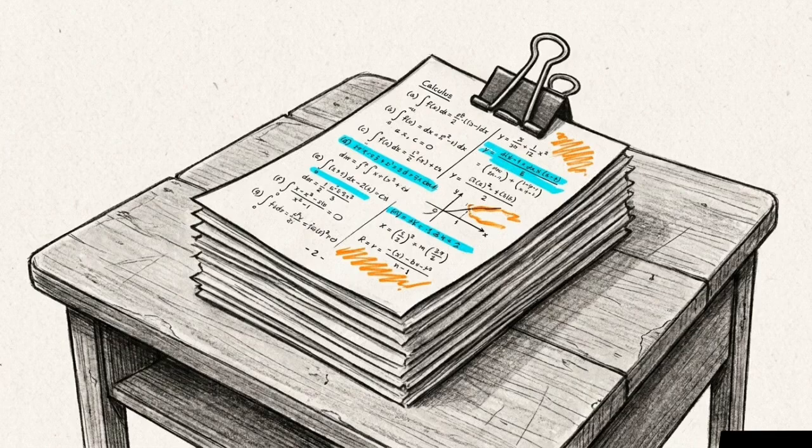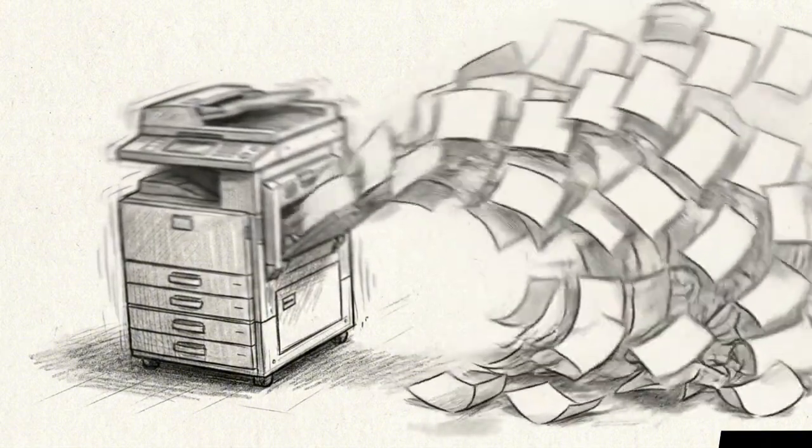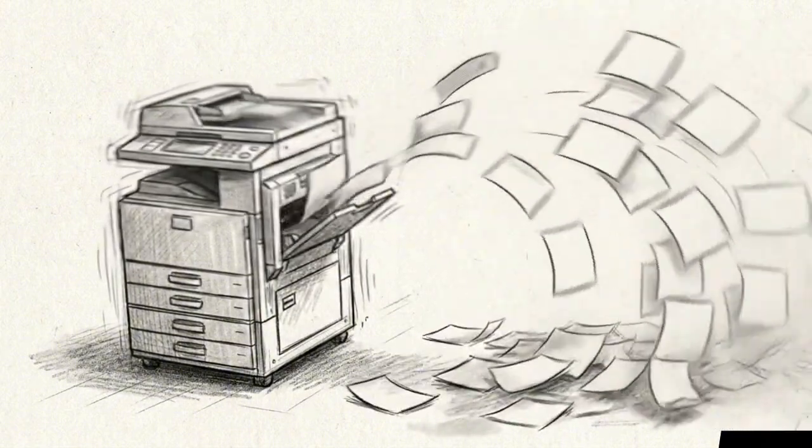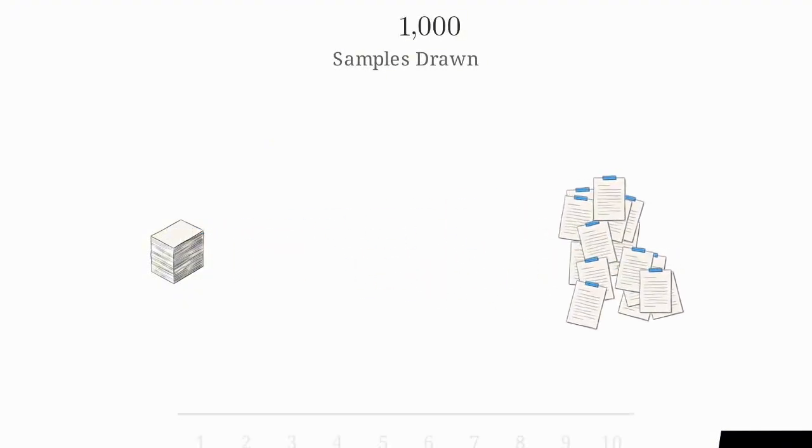To fix this, let's go back to our practice test. Imagine a master test with 1,000 questions. Instead of handing the whole thing to our student, we are going to copy it using a rather bizarre method. We draw one random question from the master pile, photocopy it, and then, critically, we put the original question right back into the master pile before drawing again. We repeat this 1,000 times.